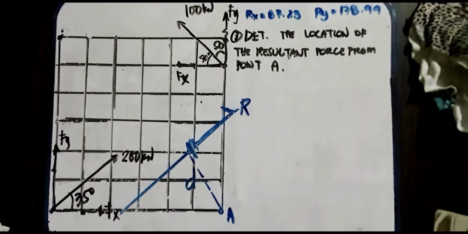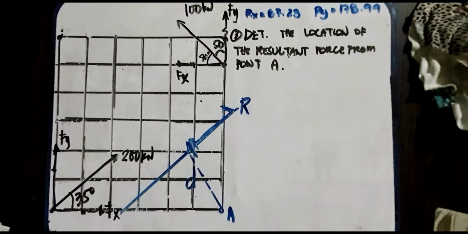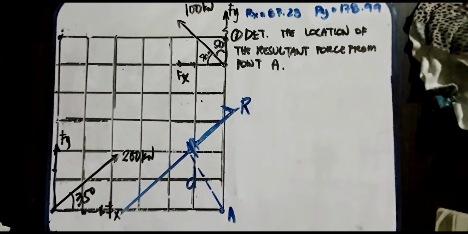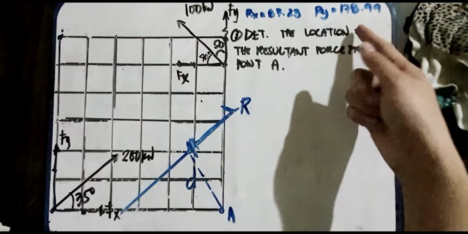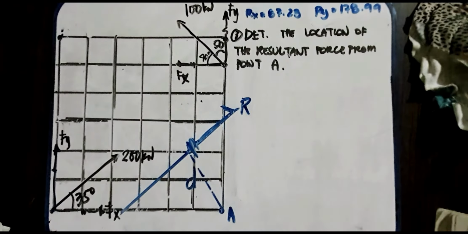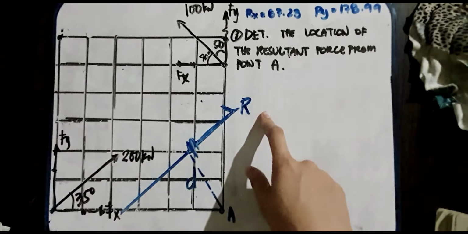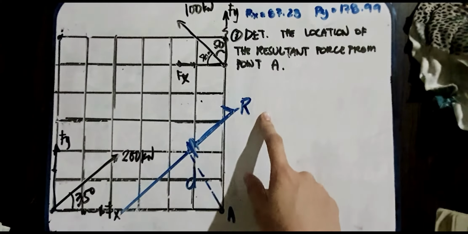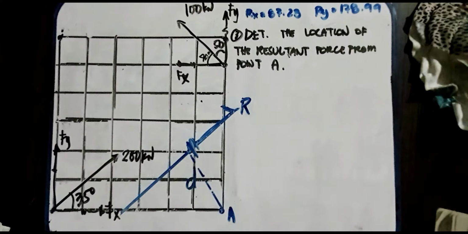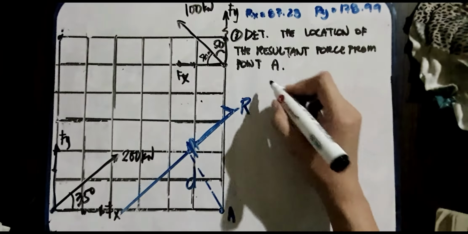Okay, for question number 3, determine the location of the resultant force from point A. So, given yung Rx natin, yung Ry natin kanina, kasi na-compute na natin. Ngayon, nag-assume tayo na dito yung resultant natin. Okay, huwag nyo na gamitin yung tangent and so on. Pero pwede naman yan as your basis for the resultant. Pero for concurrent forces kasi yan. Okay, so dito we have to determine distance from this point. So all we have to do is get the resultant, total resultant.